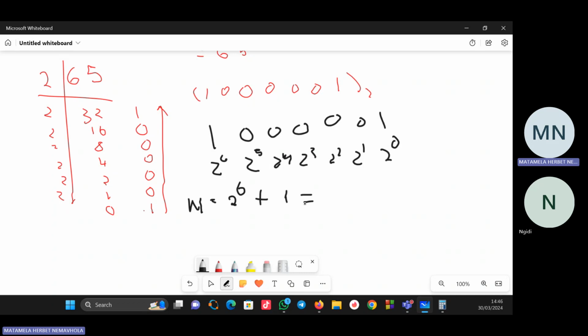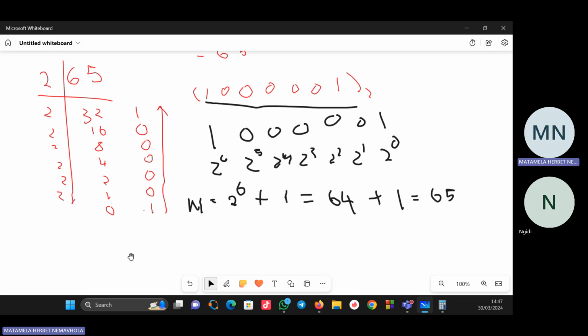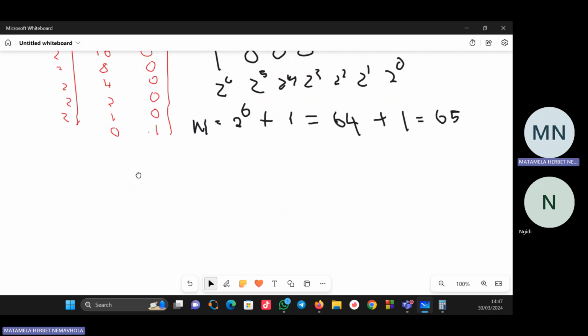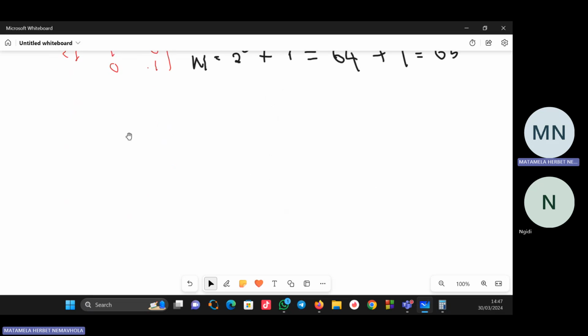And 2 to the power 6, if you check your calculator, will give you 64. 64 plus 1 is exactly 65. So it proves that this binary number that I've written is exactly equal to 65. As long as you understand this process of conversion that I'm showing you, you can do it with any number using this method. You will never have a problem.